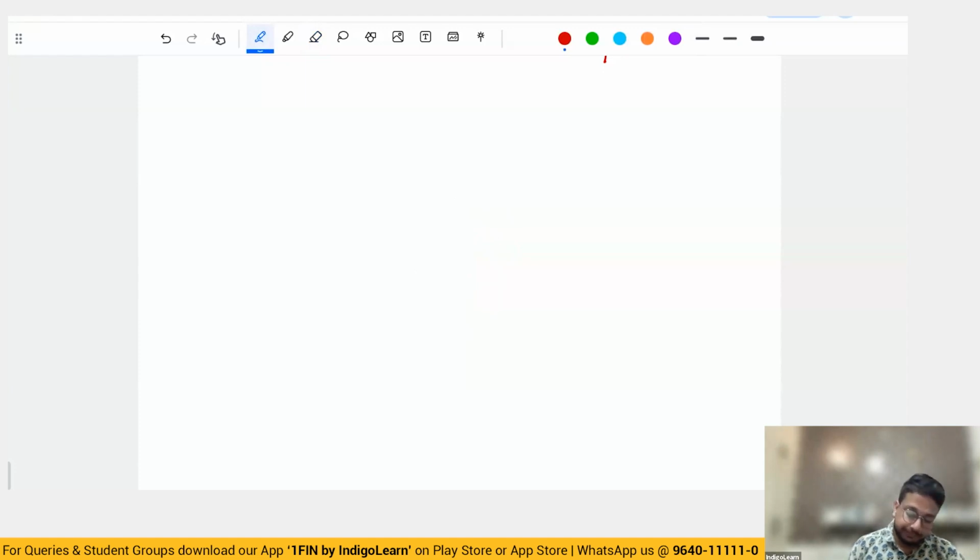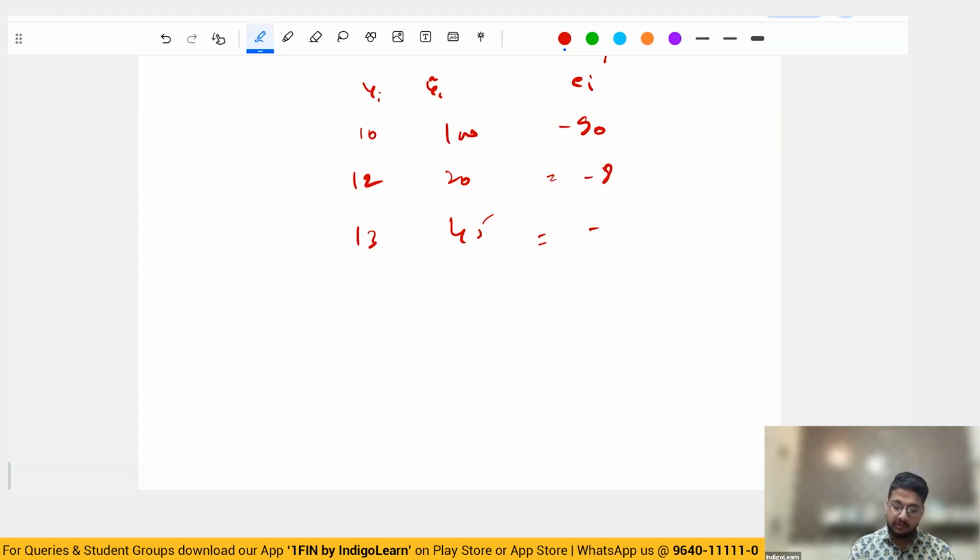Now let's say I build a model whose actual values and predictive values are as follows. Actual value is 10, predictive value is 100. Actual value is 12, predictive value is 20. Actual value is 13, predictive value is 45. What is the error term going to be in this case? The error terms are going to be minus 90, minus 8, and minus, let's say, 32.